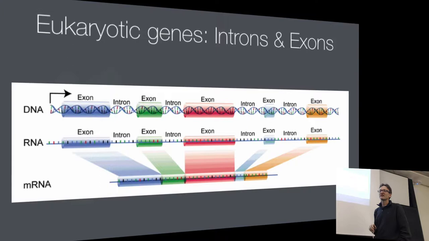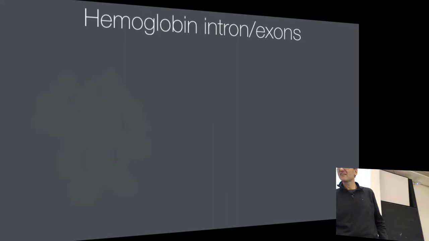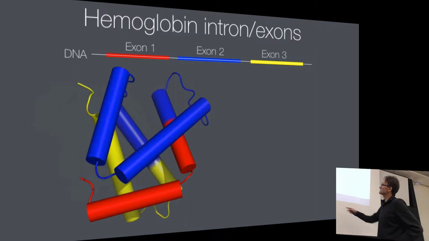It would make a lot of sense to assume that they correspond to the secondary structure elements, right? And it's completely wrong. So in hemoglobin, you see that the first one is the red, the second is the blue, and the third is the yellow. It has no correlation whatsoever to the secondary structure. Because the intron parts are cut out by gene scissors far before we even start to fold the protein.